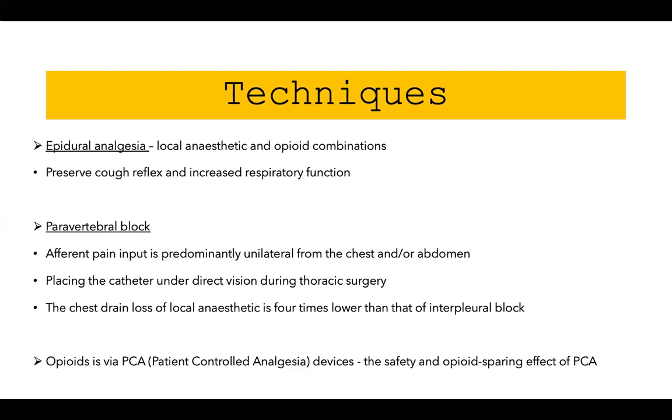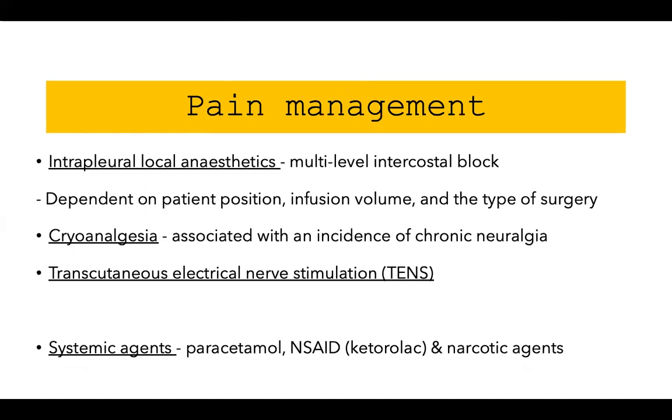In paravertebral block, we can place the catheter under direct vision during thoracic surgery, so that would be an advantage in terms of ensured placement. And when compared with loss of local anesthetic through the chest drain along with intrapleural block, it has been shown that the local anesthetic loss is 4 times lower compared to intrapleural block. Along with that, we use opioids via a PCA pump or patient controlled analgesia device, which gives a higher safety and opioid sparing effect.